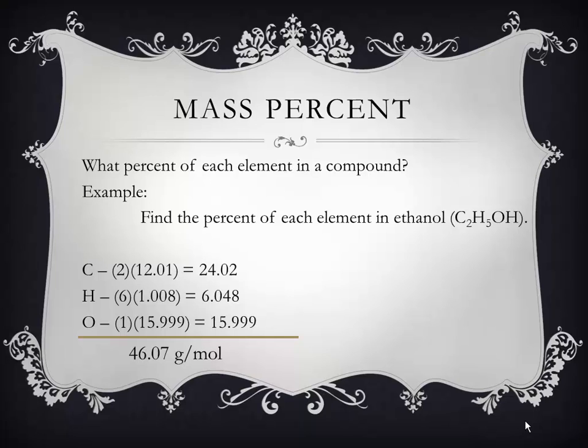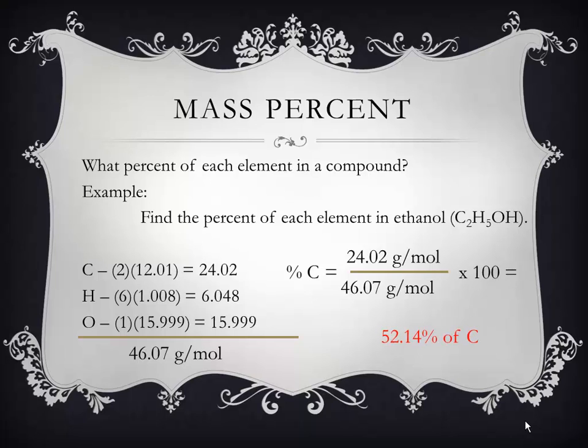So for carbon, you would take how much carbon there is total, not just 1 carbon. You have 2 carbons there, so it's 24.02 over the total, which is 46. It's kind of like finding out your grade on a test. You take how many you got right over the total, and that gives you the percent. So you multiply by 100, and that gives you 52.14% carbon. So in ethanol, no matter what sample you have, 52% of it by mass is made up of carbon.